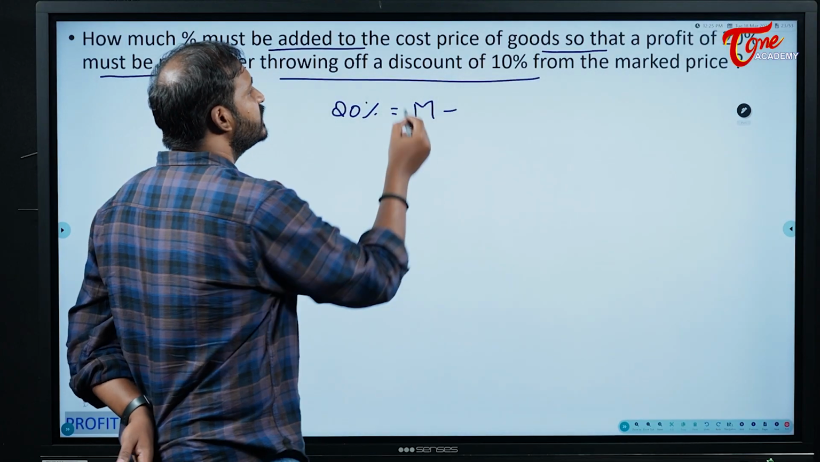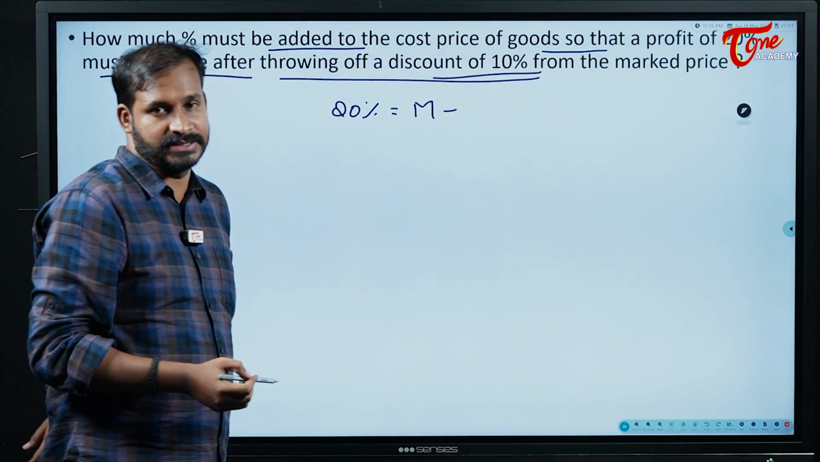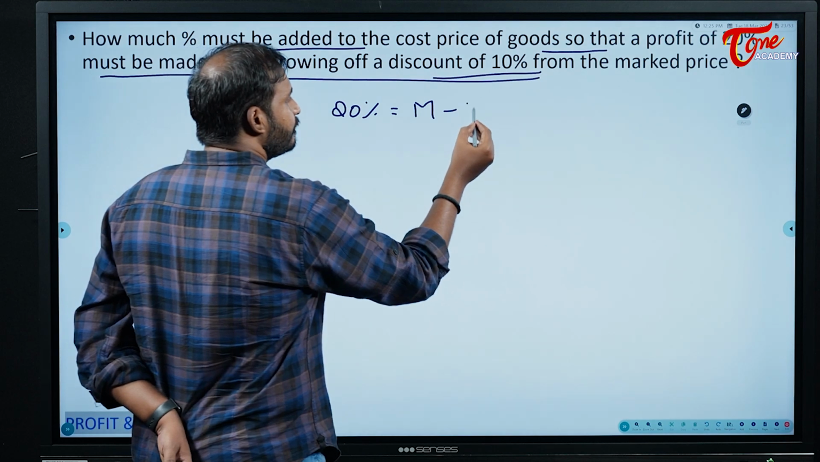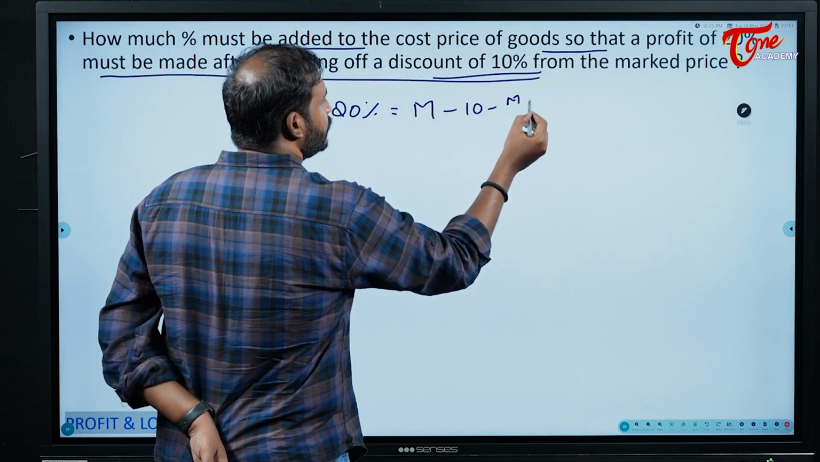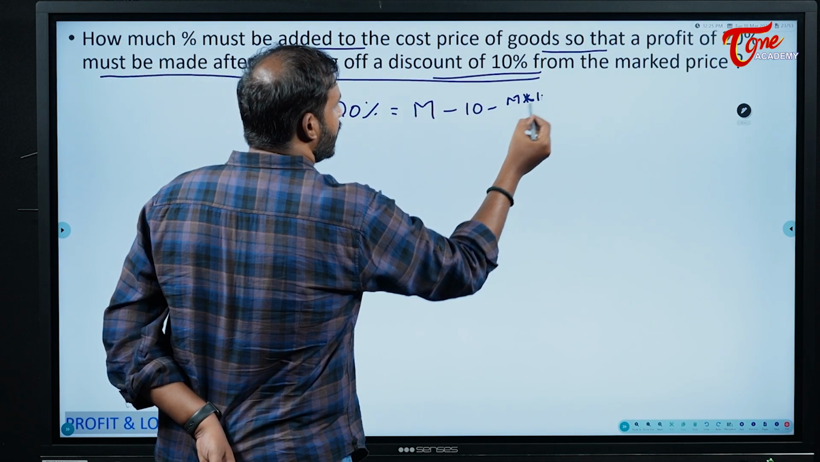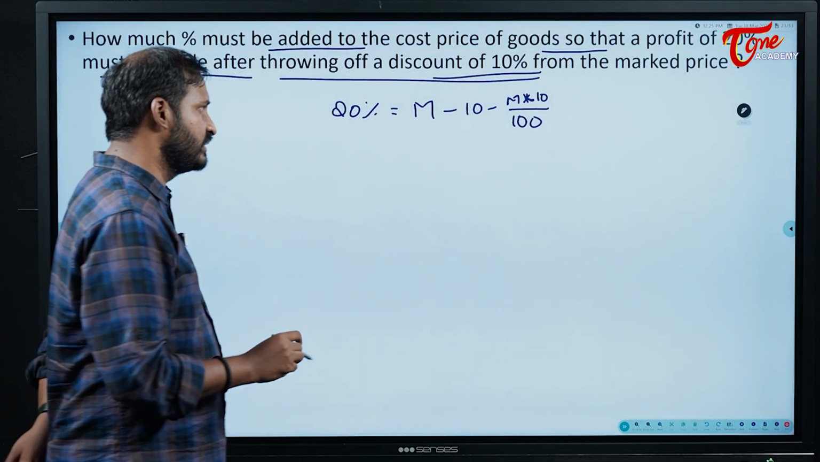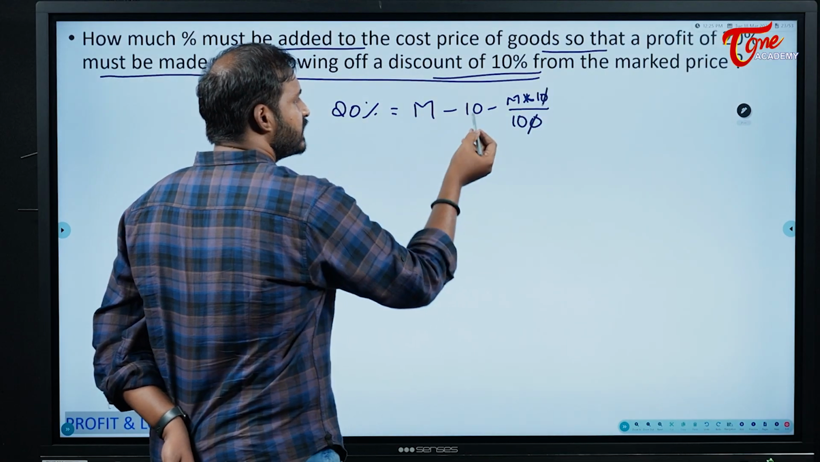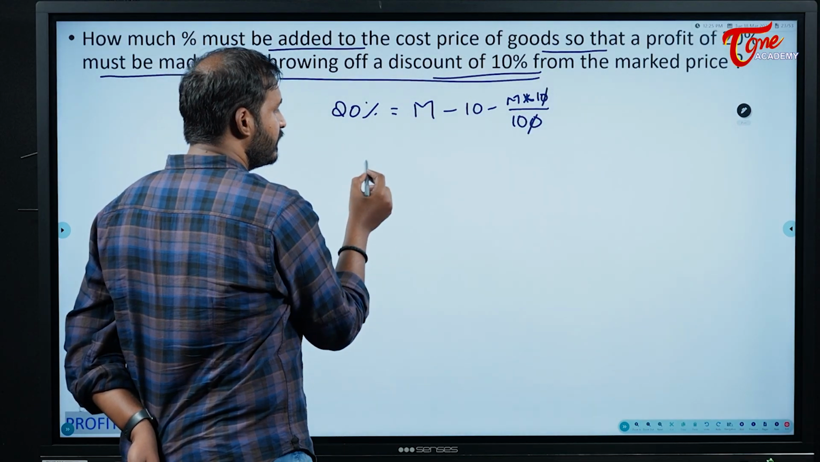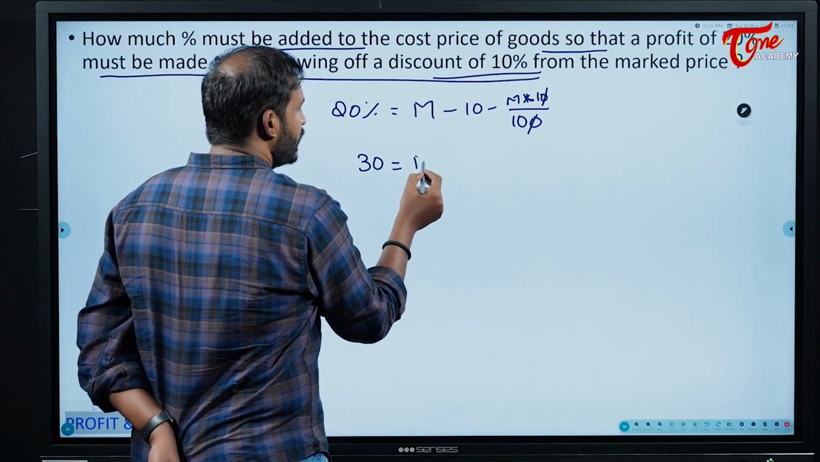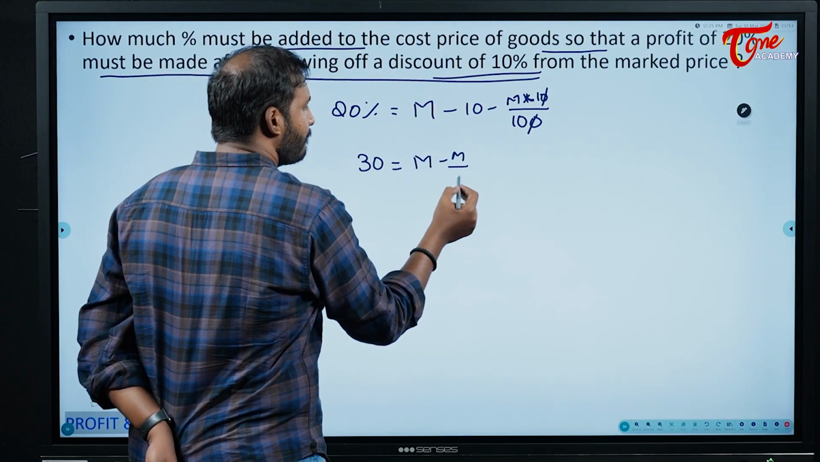And what is the discount he is throwing? He is throwing a discount of 10%. So 10% is M minus M into 10 by 100. Just now we have seen how we have written this formula. So now 10 will get cancelled. If I send 10 to this side, it will become 30. 30 is equal to M minus M by 10.